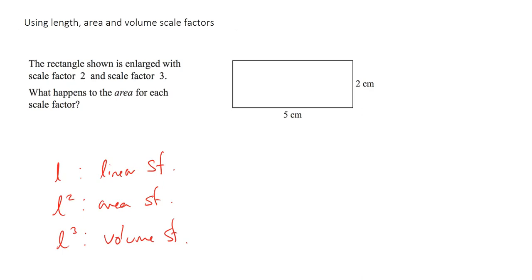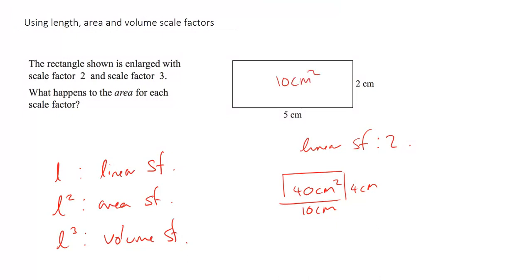So first question above, if we have this shape here, and we enlarge each length with a scale factor of 2, so linear scale factor is 2, what happens to the area? Well, the area is going to increase by a factor of 2 squared, which is 4. Now let's show you this as a first example. If I increase the scale factor by a scale factor of 2, I'll have 10 centimeters by 4 centimeters. That's an area of 40 centimeters squared. The original was 10 centimeters squared. So of course, the increase by a scale factor of 4.